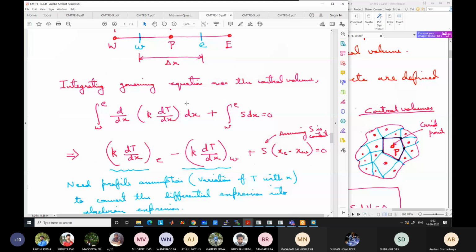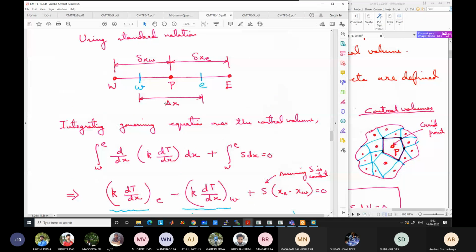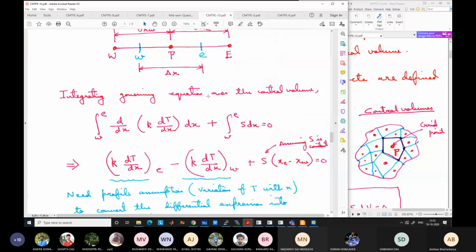We have to assume that the variable T, temperature, varies between points P and E in some manner. It can be linear, it can be quadratic, but in some manner it is varying. If we assume it varies linearly, then you can calculate dT/dx at this point based on that linear variation. But it can be quadratic also, and then dT/dx will have a different value because the slope is different at this point. So depending on the profile assumption, the slope can be different for each case, and the flux also can be different. This is a tricky concept to understand.